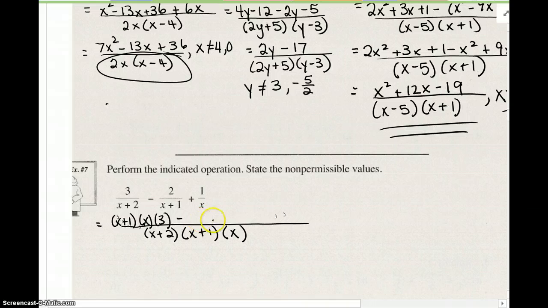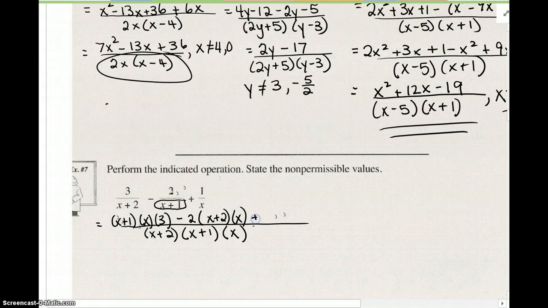Now I'm going to actually start switching this up, and I want you to see that. I'm going to actually put the numerator first, and then I'm going to put the denominator that is missing with this particular fraction. So if I'm on this fraction and it's x plus 1, I'm missing the x plus 2 and the x. So I'm going to put the x plus 2 here and the x. Now it's the same as what I've done in the first part. However, I'm just putting the numerator out front so that it makes it a little easier to FOIL.